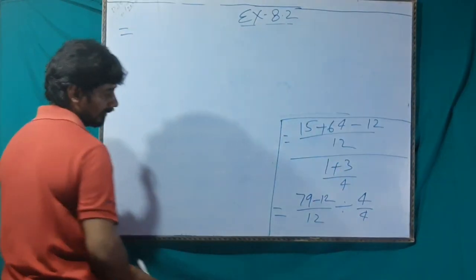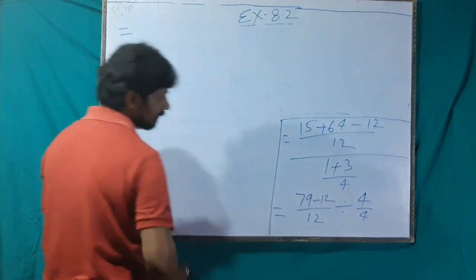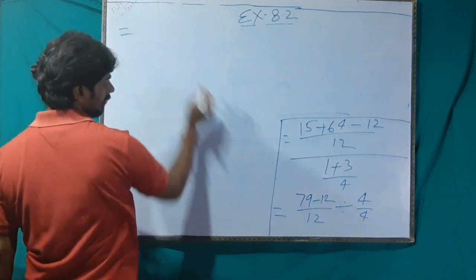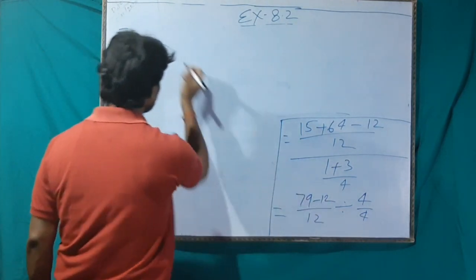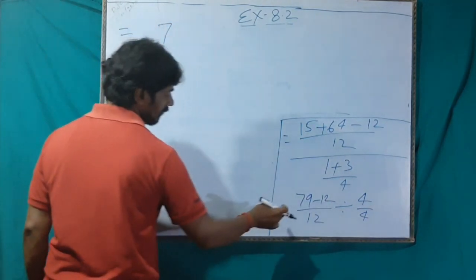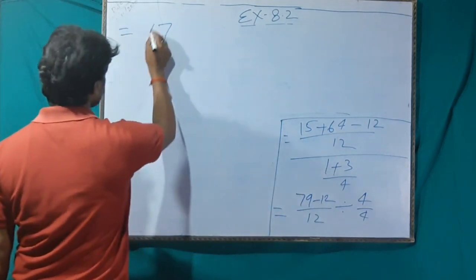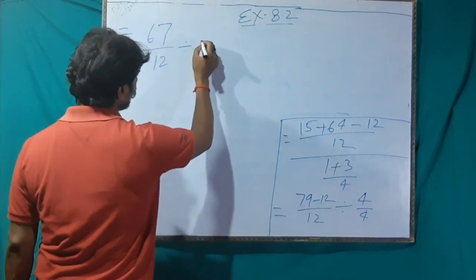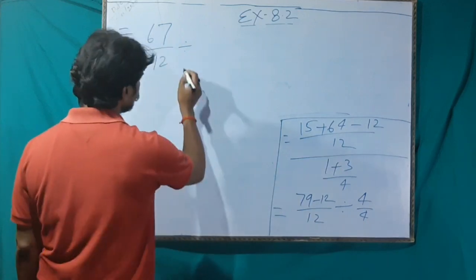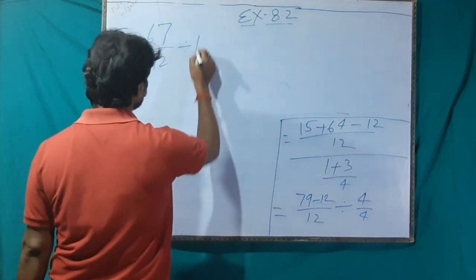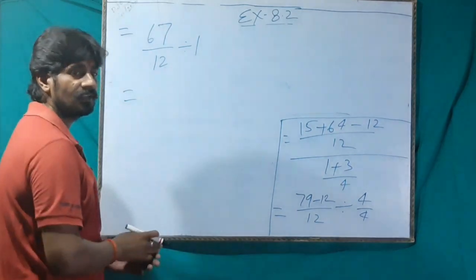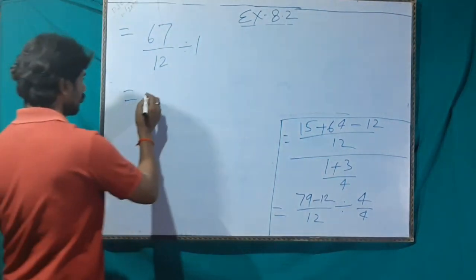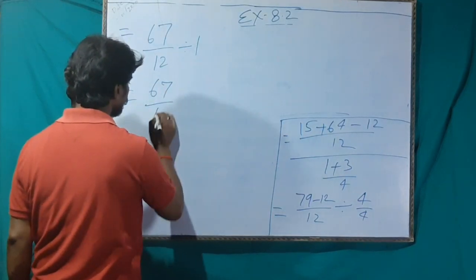Next, 79 minus 12, that is 67. 6 by 12 divided by 4 by 4, that is 1. And we have the idea that if any number is divided by 1, then the result is the same. So the answer is 67 by 12.